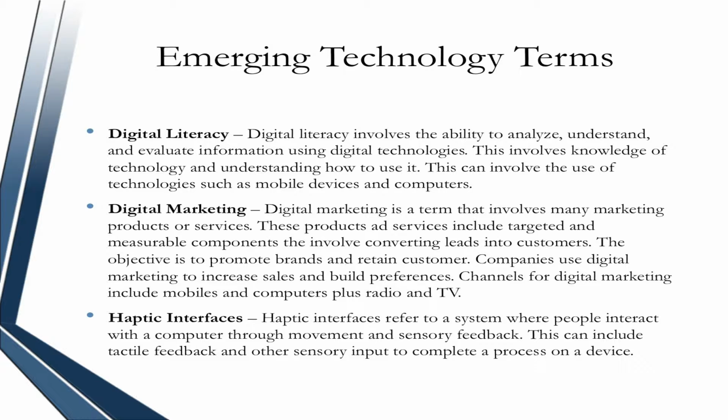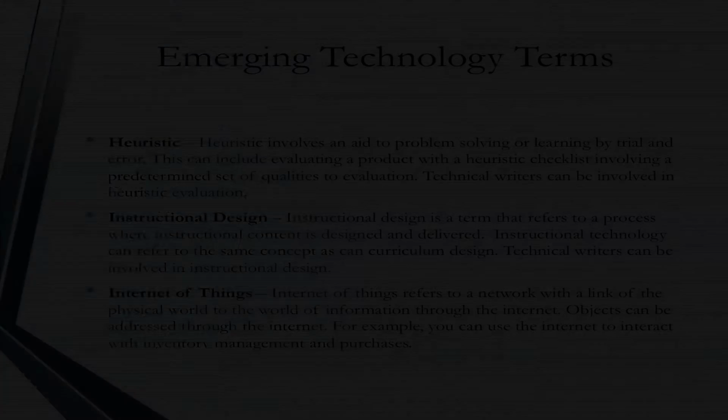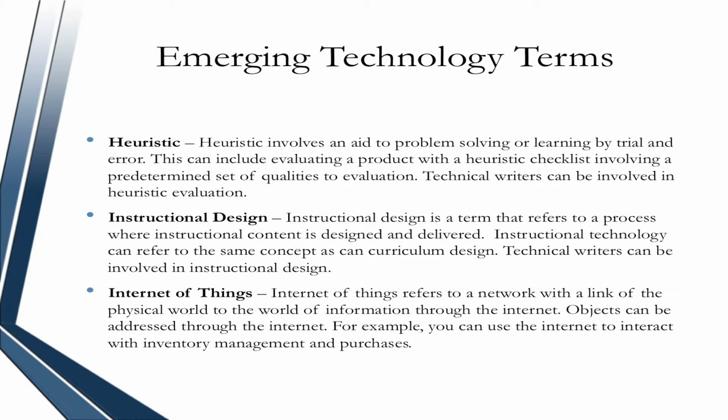Haptic interfaces. Haptic interfaces refer to a system where people interact with a computer through movement and sensory feedback. This can include tactile feedback and other sensory input to complete a process on a device. Heuristic. Heuristic involves an aid to problem solving or learning by trial and error. This can include evaluating a product with a heuristic checklist involving a predetermined set of qualities for evaluation. Technical writers can be involved in heuristic evaluation.